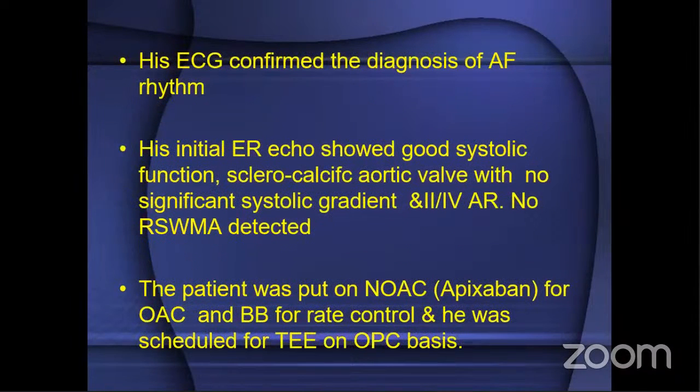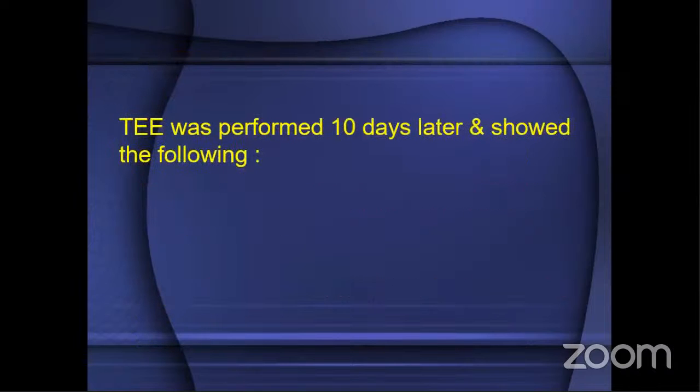His ECG confirmed the diagnosis of AF rhythm. His initial ER echo showed a good systolic function, sclerocalcific aortic valve with no significant systolic gradient, and 2/4 aortic regurg, and no resting segmental wall motion abnormality detected. The patient was put on NOAC in the form of apixaban for oral anticoagulation and beta blocker for rate control, and he was scheduled for transesophageal echo for cardioversion on outpatient clinic basis.